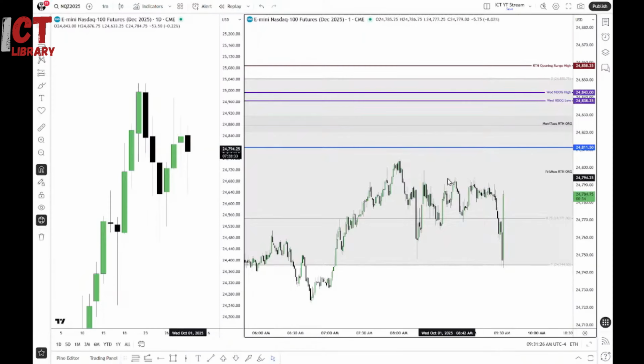Minor buy side is here. And then you have a little bit more buy side here. And then we start going into the levels I gave you this morning.